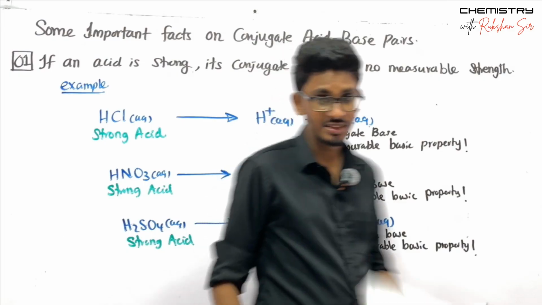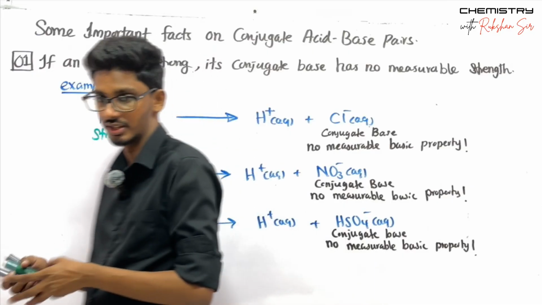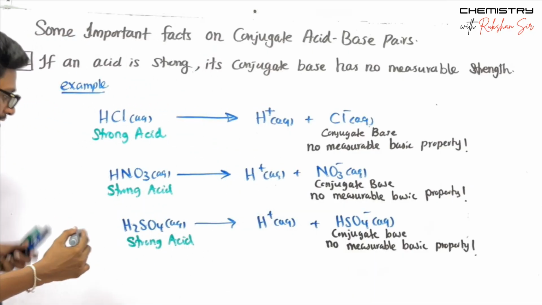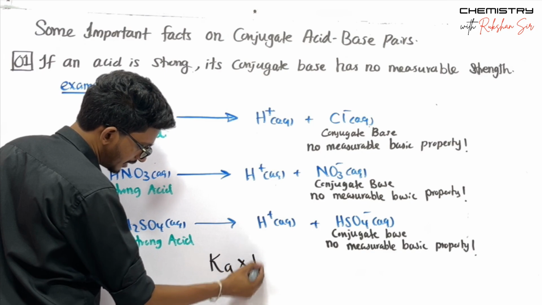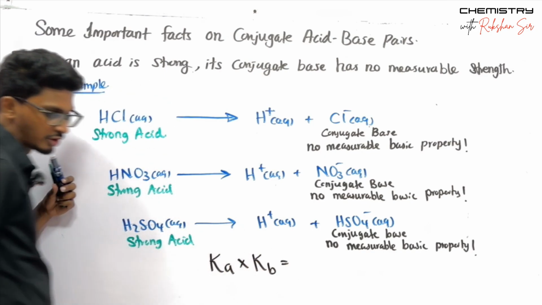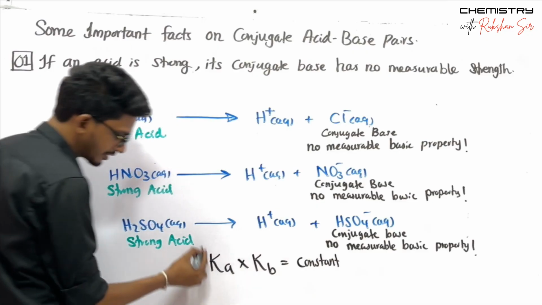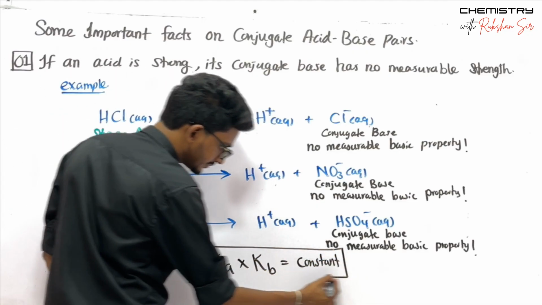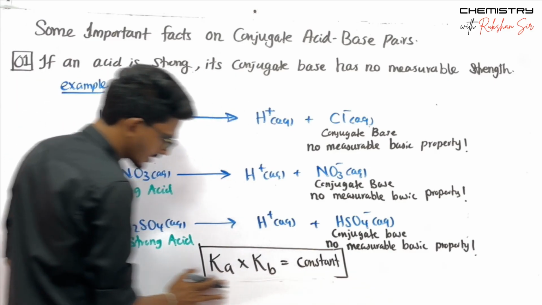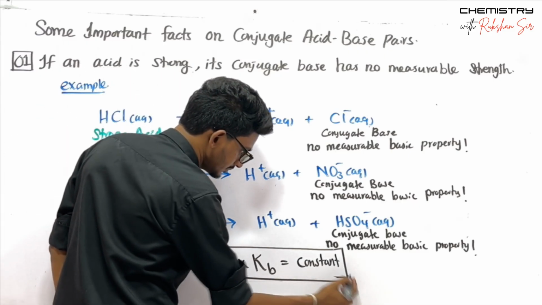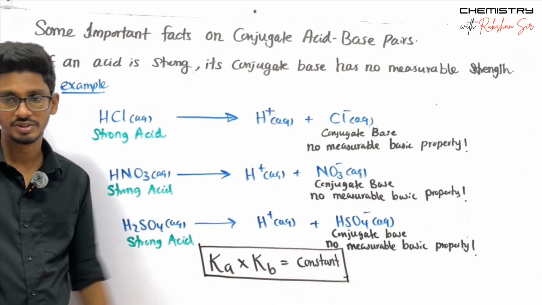Some equation is also there, which will be proved at the next class, not today. Some expression is there as Ka into Kb is equal to a constant. This is known as Kw. This expression will be proved at the next class. Today it is going to be a shorter session. The next class we will prove this thing.